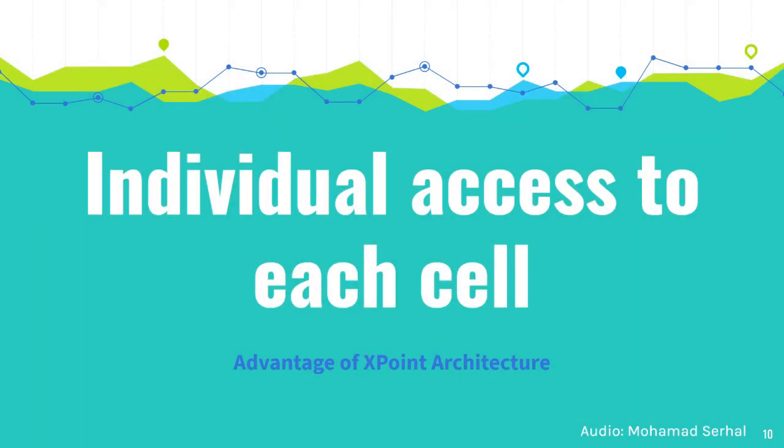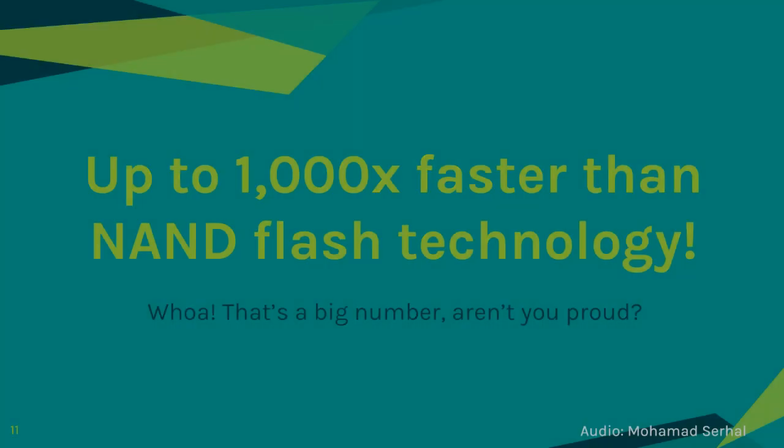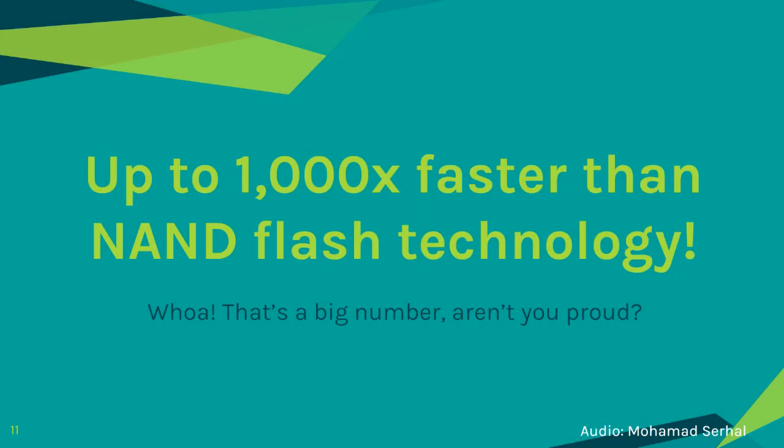This shows the major advantage that the crosspoint architecture has over the NAND, since it allows for the individual access to each cell and can independently change values without disturbing other data, making the change much faster. How much faster, to be precise? Well, Intel estimates that the crosspoint will operate up to 1000 times faster than the NAND technology we have currently.